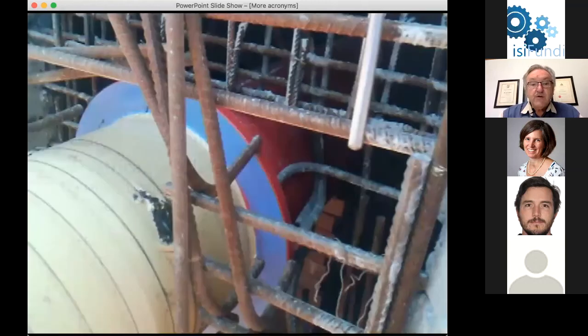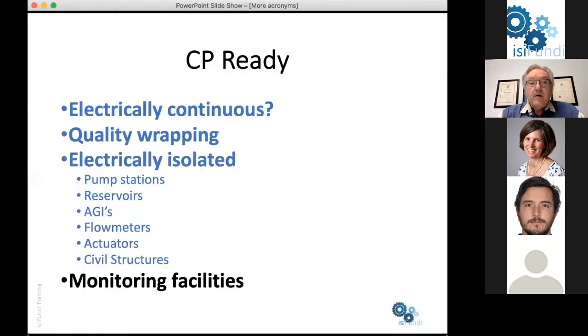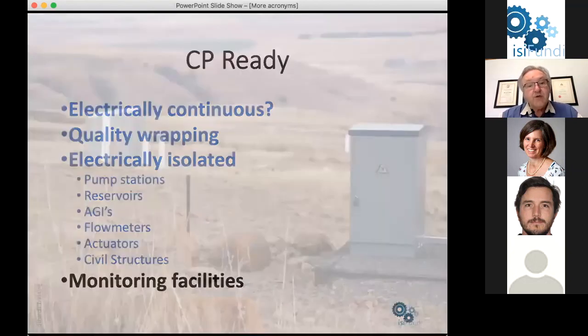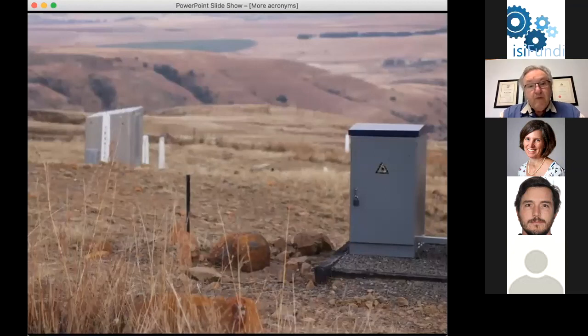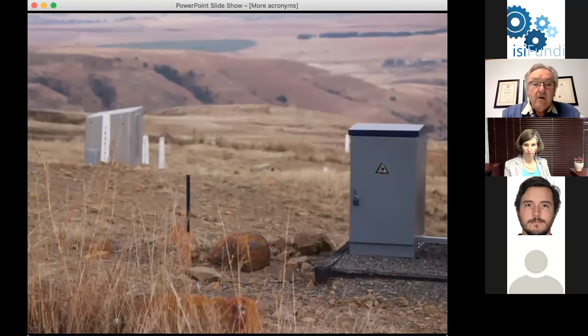As I mentioned, civil structures, reinforcing must be kept well clear of pipelines before the walls are cast. Otherwise, we'll end up with these challenges. So we have a pipeline. It's been properly constructed. We have to install monitoring facilities in order to be able to monitor that pipeline once the cathodic protection is operational. That is kind of the end of this introductory series.